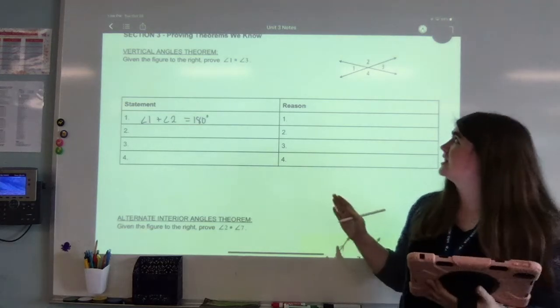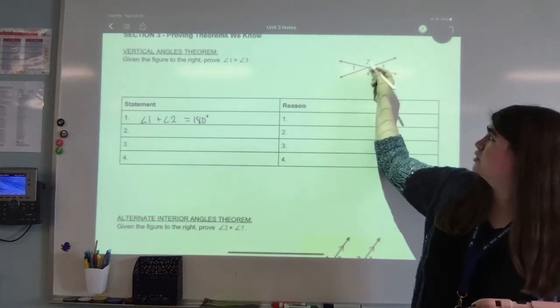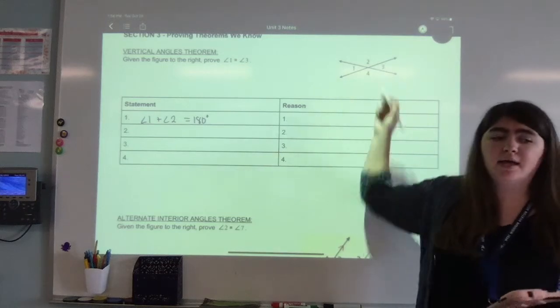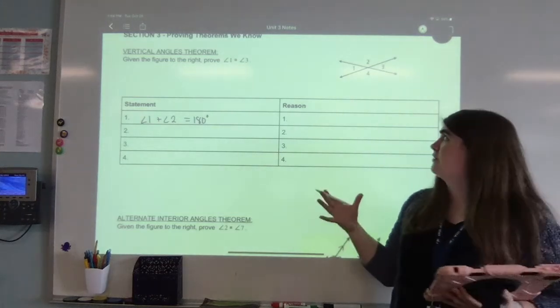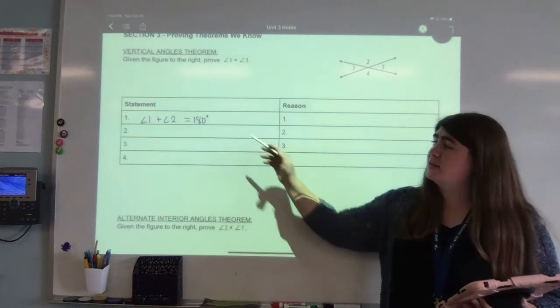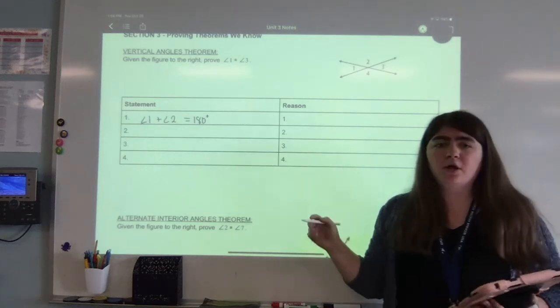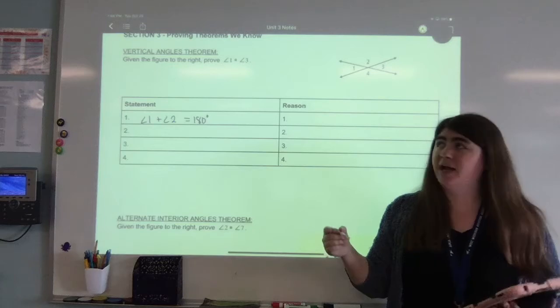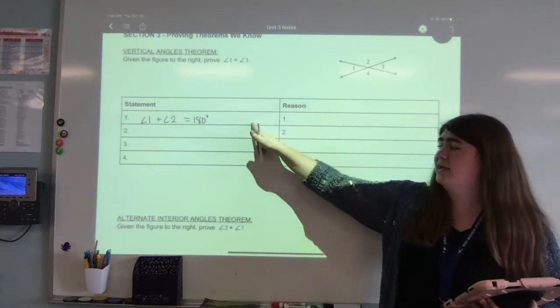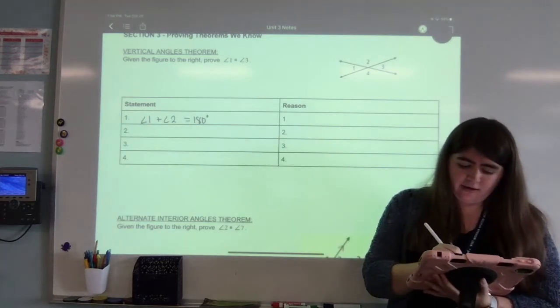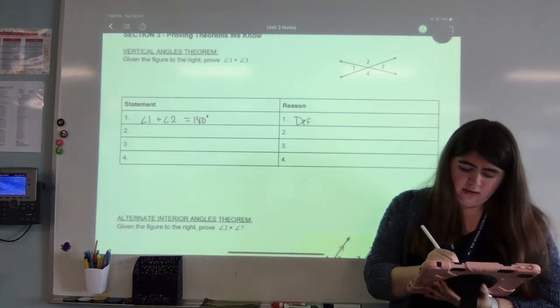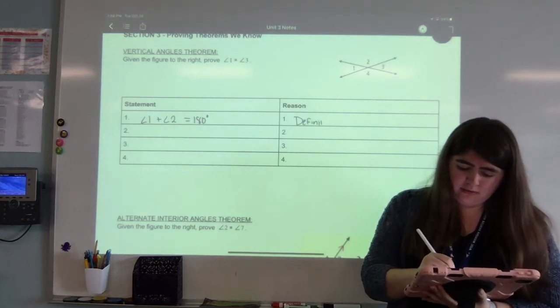is equal to 180 degrees. And I can say that because angle 1 and angle 2 are on this straight line, and I know that straight lines have 180 degrees, which means that angle 1 and angle 2 are a linear pair. So my reason for why I can say that is because of the definition of a linear pair.